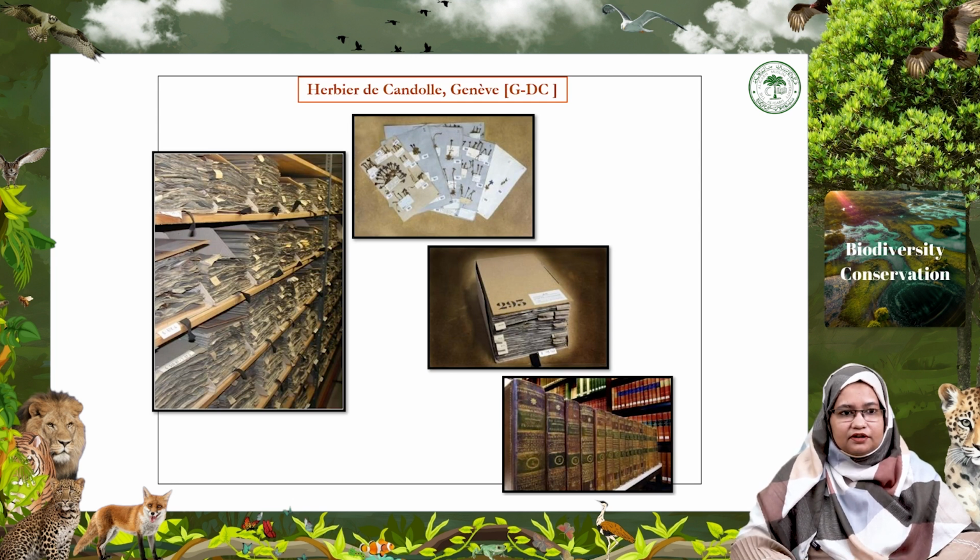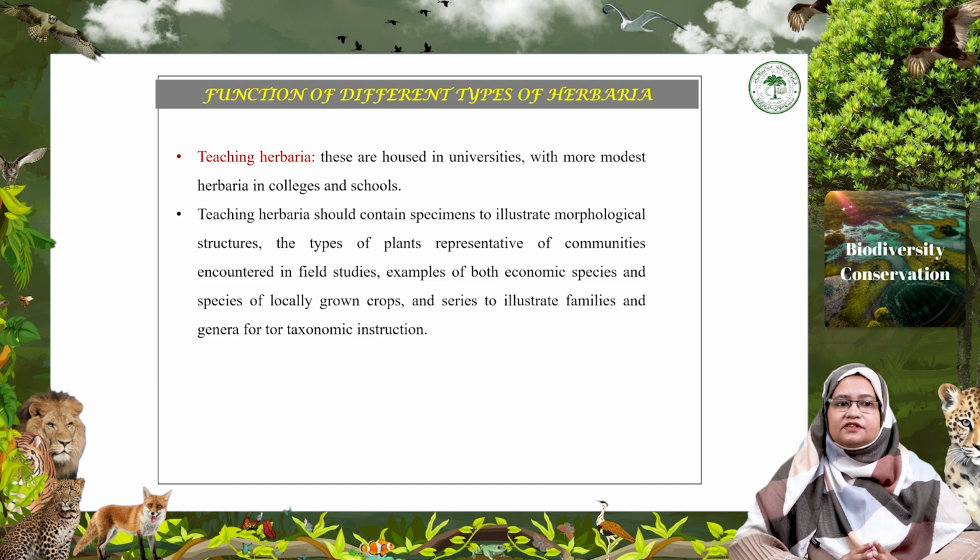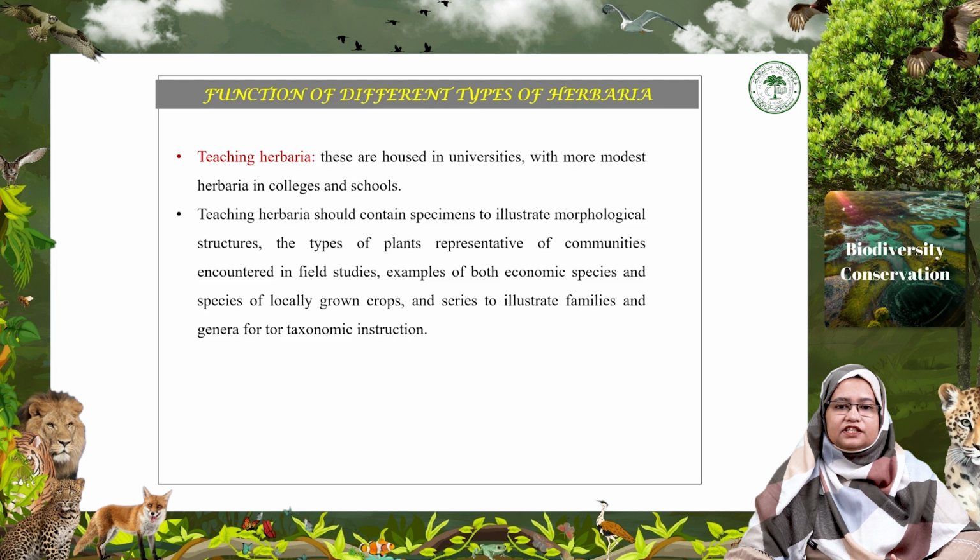Similarly, if we see the function of different types of herbaria, like the teaching herbarium, these are housed in universities, with more modest herbaria in colleges and schools. Teaching herbaria should contain specimens to illustrate morphological structures, the types of plants representative of the communities encountered in field studies, examples of both economic species and species of locally grown crops, and series to illustrate families and genera for taxonomic instruction.